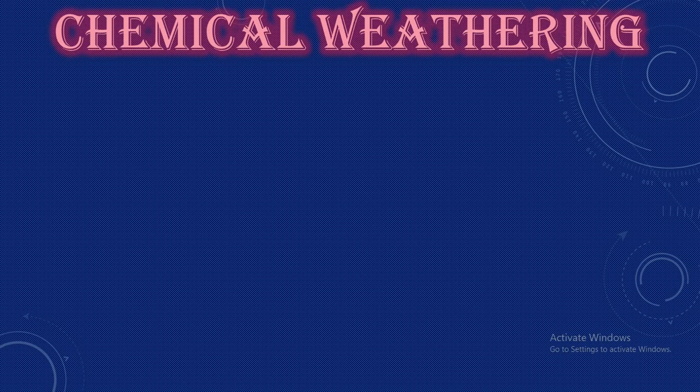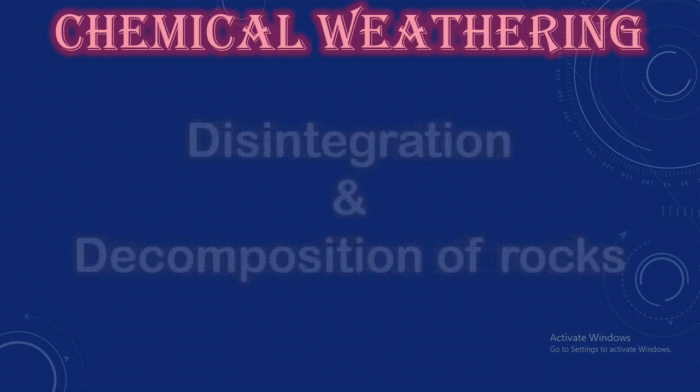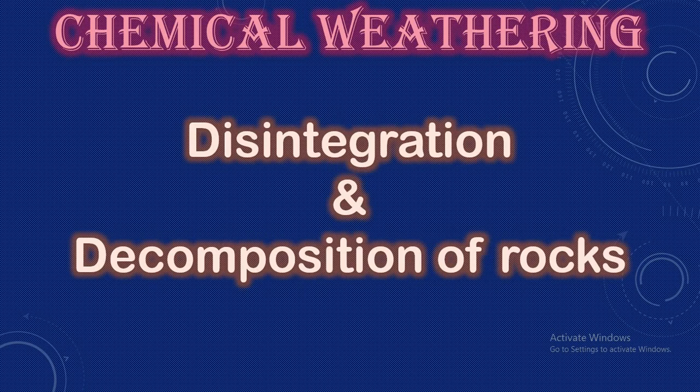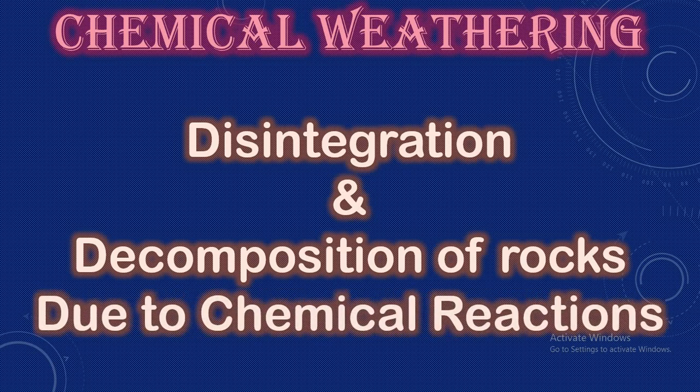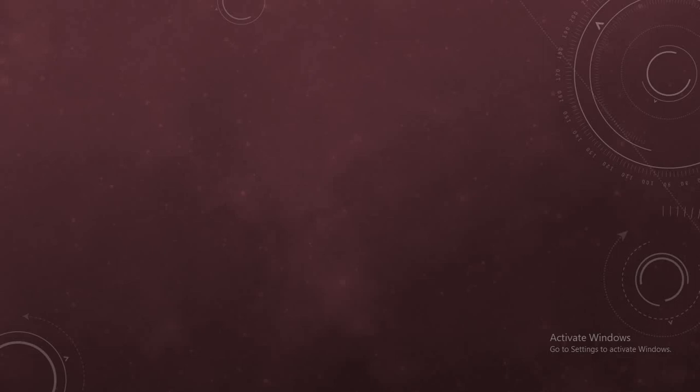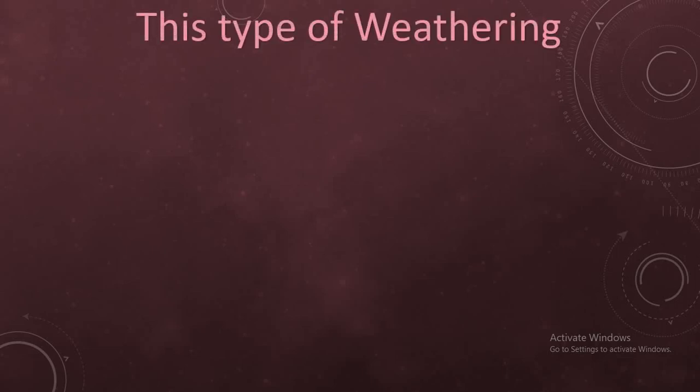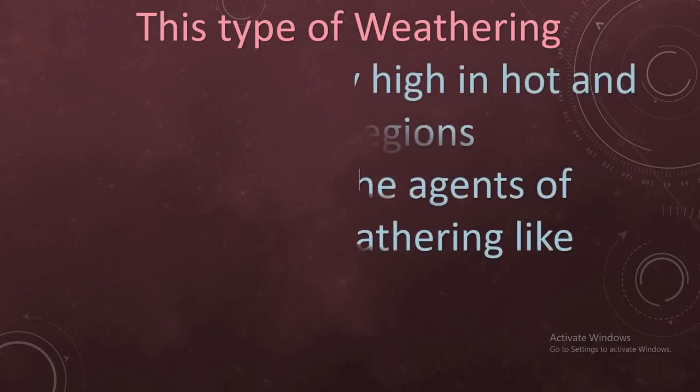So in weathering, we are going to move on to the next type, that is chemical weathering. This is caused by the disintegration and decomposition of rocks due to chemical reactions. What chemical reactions take place in chemical weathering? It is said that chemical weathering occurs due to oxidation, carbonation, solution and hydration. These were the types of chemical weathering also.